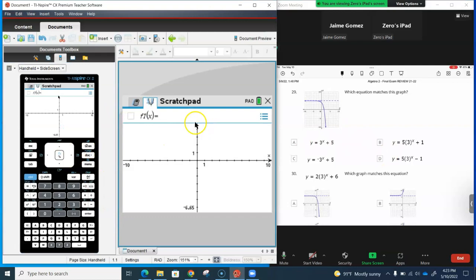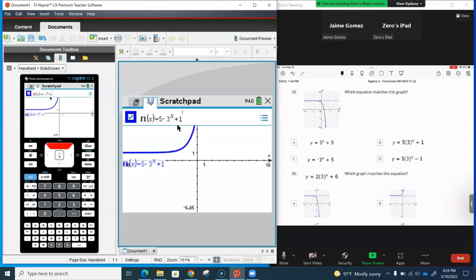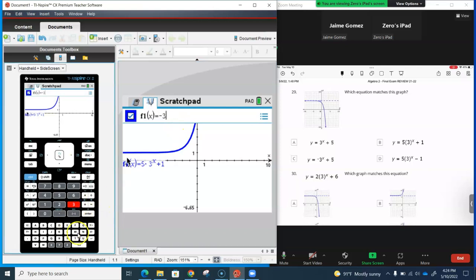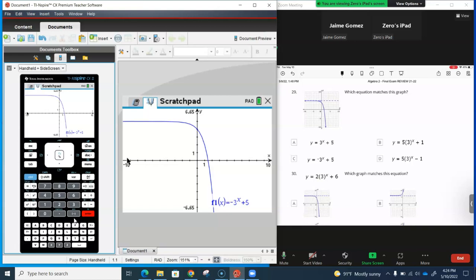On the graph, I just go in order. 3 to the x, I'm doing letter A first, plus 5. That does not match. Now 5 times 3 raised to the x, I'm doing letter B right now, plus 1. That does not match. Negative 3 to the x plus 5. There you go, that one matches. So letter C.